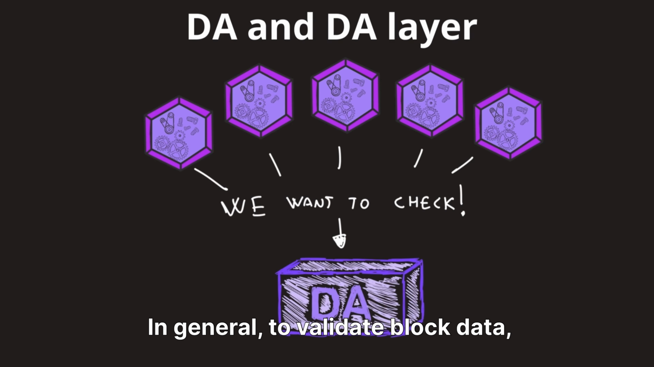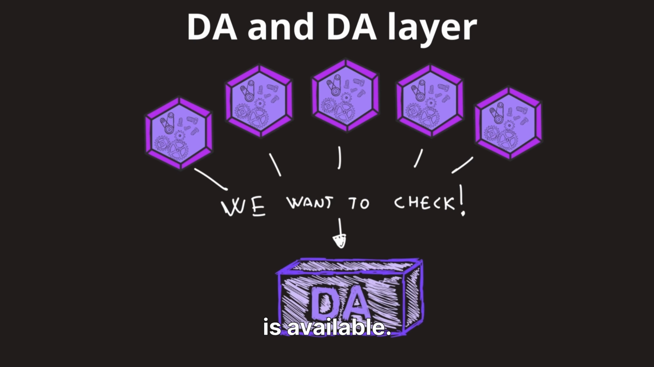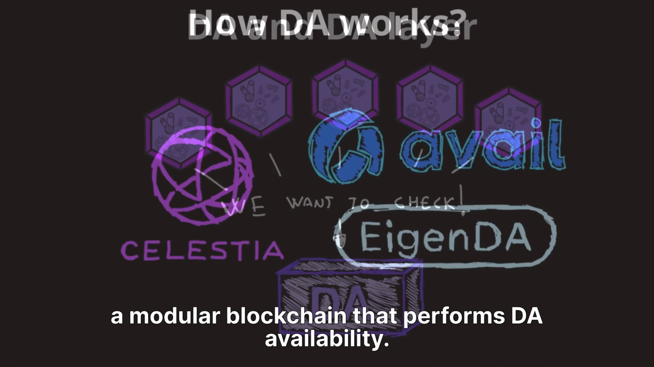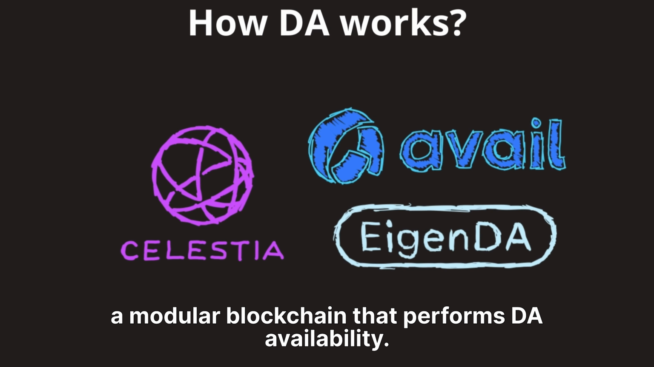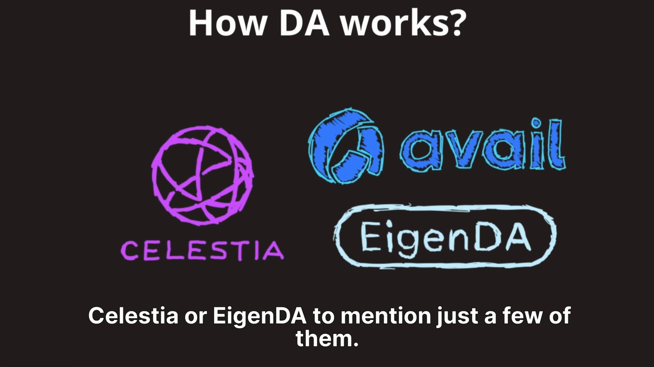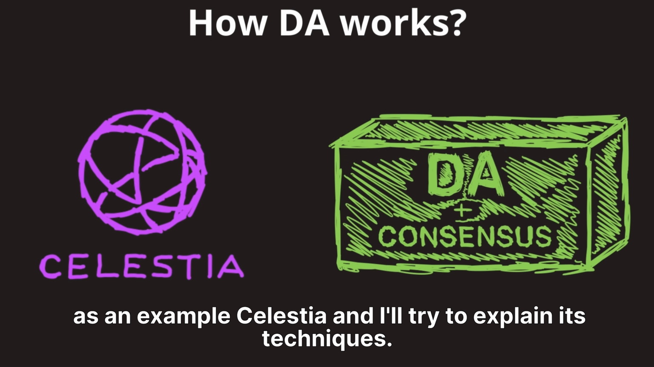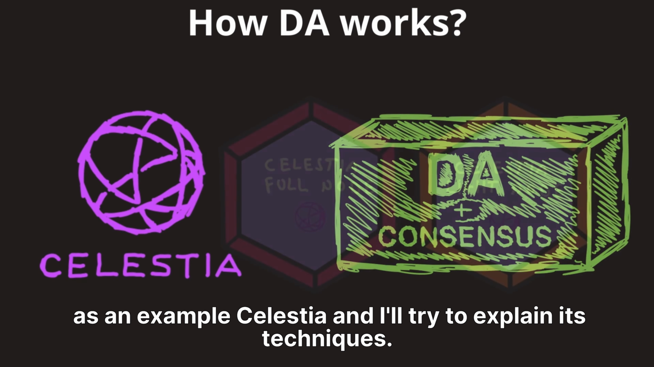In general, to validate block data, a DA layer needs to prove that data of a given block is available. A data availability layer is a modular blockchain that performs data availability. There are many data availability layers like Avail, Celestia, or EigenDA, to mention just a few of them. For now, to explain how DA works, I'll take Celestia as an example, and I'll try to explain its techniques.